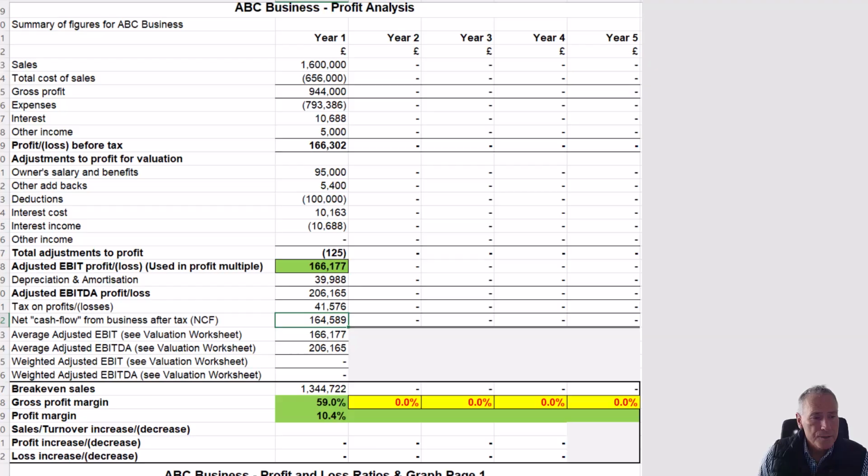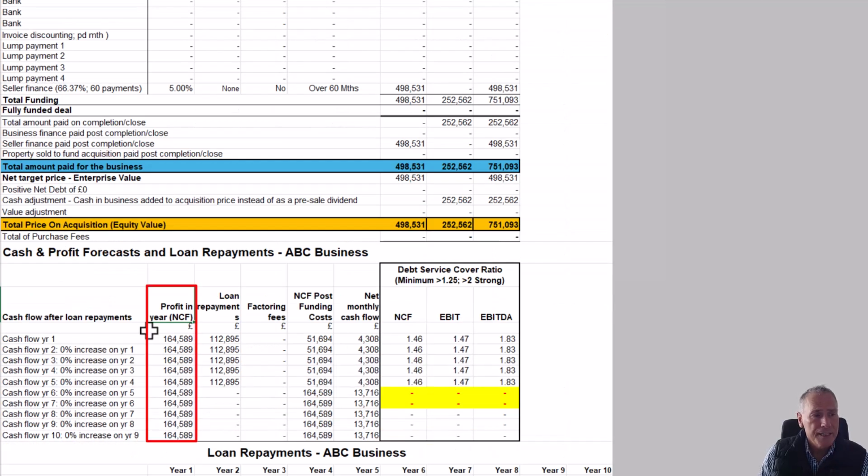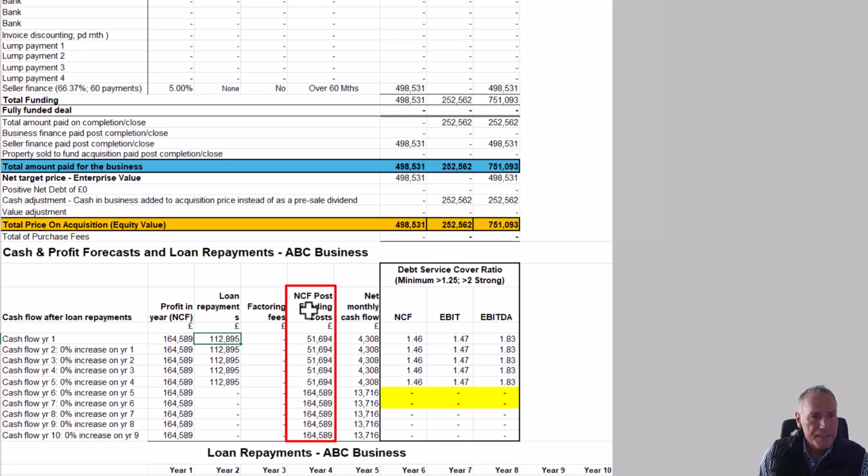So the business uses the latest year of profits to calculate the net cash flow. And then what's deducted from that is the loan repayments. And in this case, it's seller financing paid over 5 years, which gives you your net cash flow post-funding costs, which is £50,000 annually or 4,308 per month.